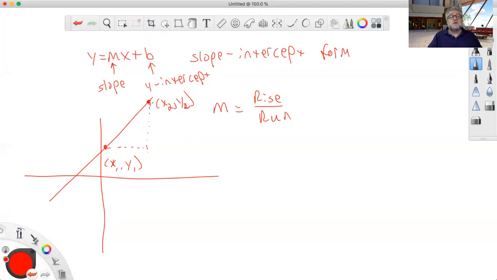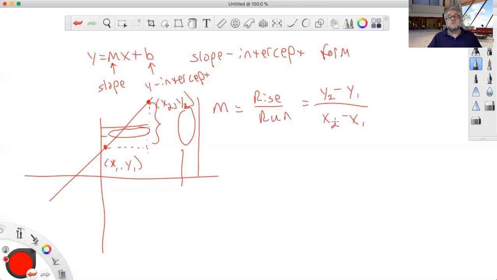And this is the run, and this is the rise. So if I want to calculate the rise here, I can just take the difference of the y coordinates. Long one minus the short one gives you what's left over, this space in here. So I can write the rise as y2 minus y1. And the run, just like before, long one minus the short one will give you what's left over. So the long one is going to be x2 minus x1, the short one. And this is our equation for the slope that we're going to use all the time.